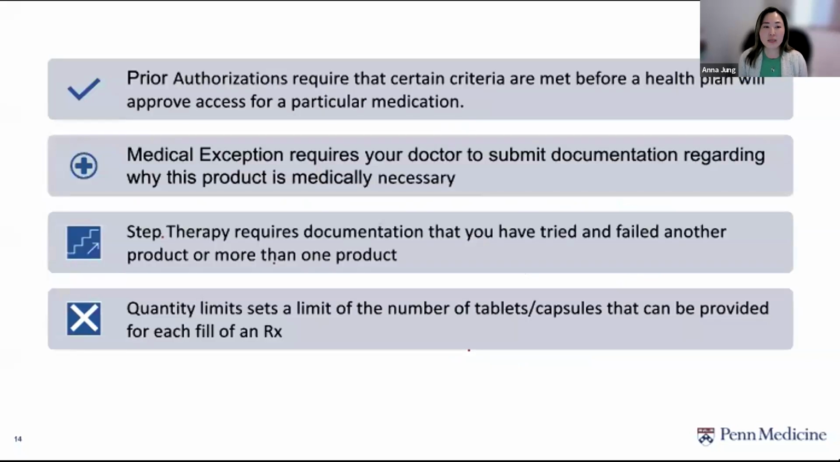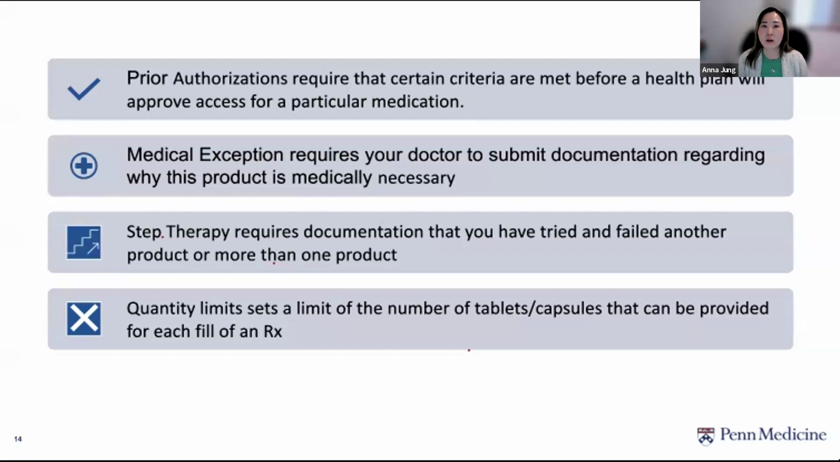So many of you may have encountered the situation where your doctor prescribes for you a new medication. You go to the pharmacy and the pharmacy says, well, we can't give it to you because it needs a prior authorization. And so you go home and you call your doctor and you're like, what do I do now? So basically a prior authorization is a requirement that you meet a certain criteria before your health plan will approve access to that particular medication.